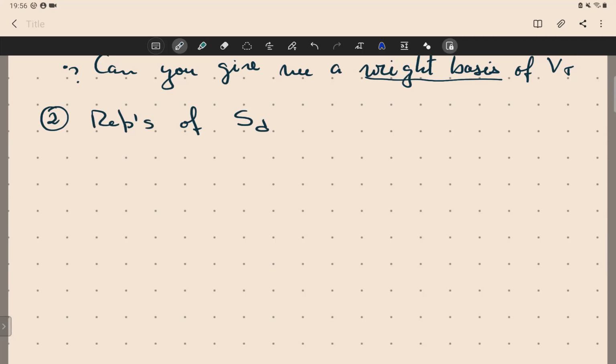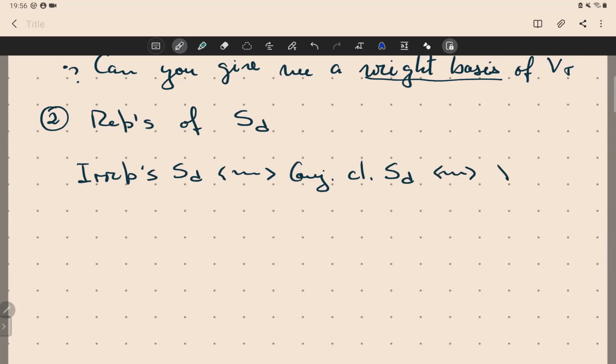Okay, so the symmetric group S_d has a bunch of irreducible representations. And as for any finite group, irreducible representations of S_d are in bijection with conjugacy classes of the symmetric group, which are in turn in bijection with partitions of d, right?